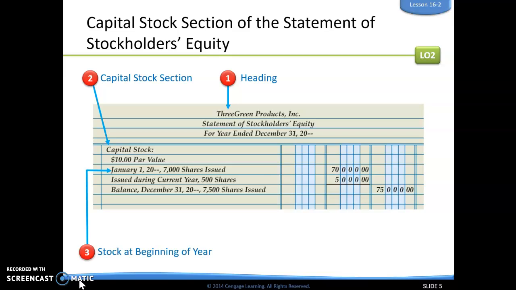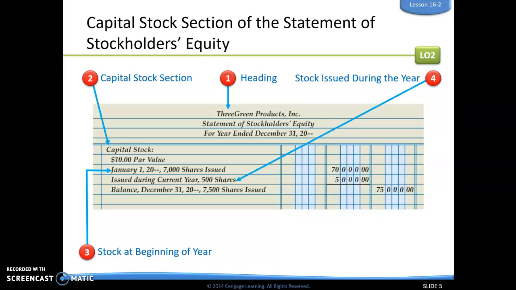Then we're going to put down the beginning of the year, how many shares were issued. So here we see January 1st, we had 7,000 shares that were issued. And then we're going to put that total amount. Now, they don't always give us that total amount, so to figure that amount out, we are simply taking our 7,000 shares times their par value of $10. So 7,000 times $10 is $70,000.